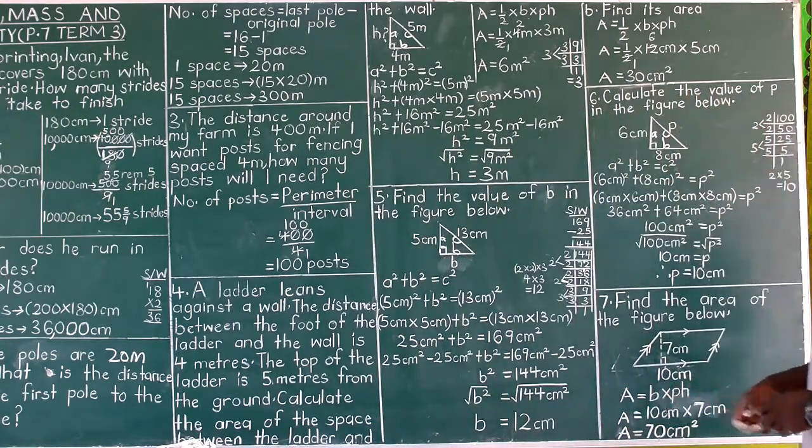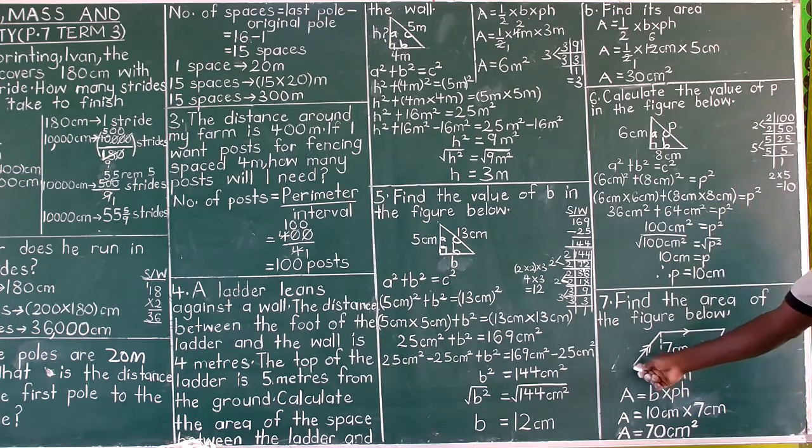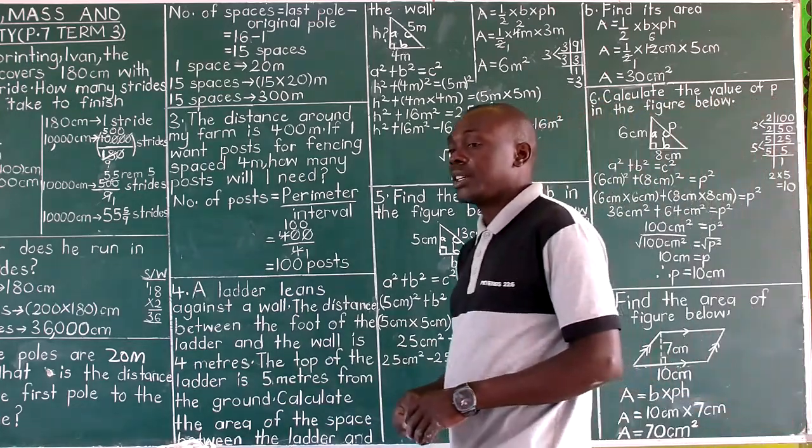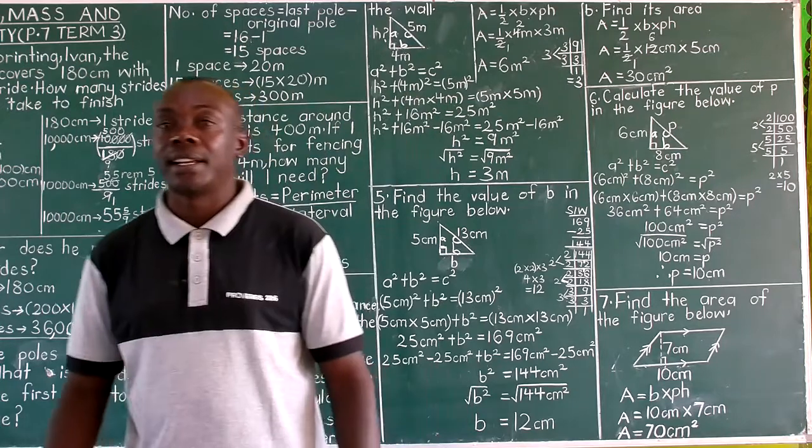You must have learned how to identify shapes from the other. So please, this is called a parallelogram. Area of parallelogram equals base times perpendicular height. The base is 10 centimeters and the perpendicular height is 7 centimeters. So do you substitute accordingly? That is area equals 10 centimeters times 7 centimeters. Multiply properly and get 70 centimeters squared. That's the area of that parallelogram.